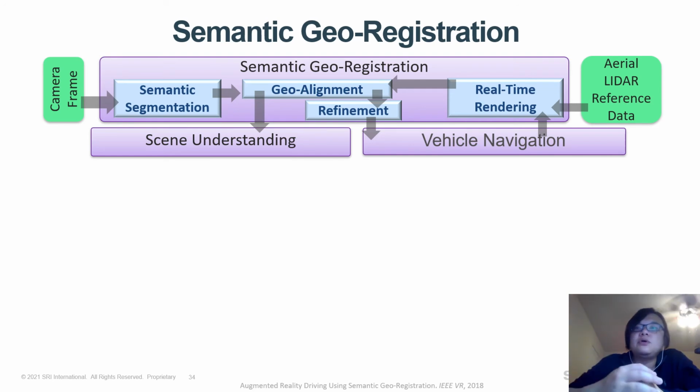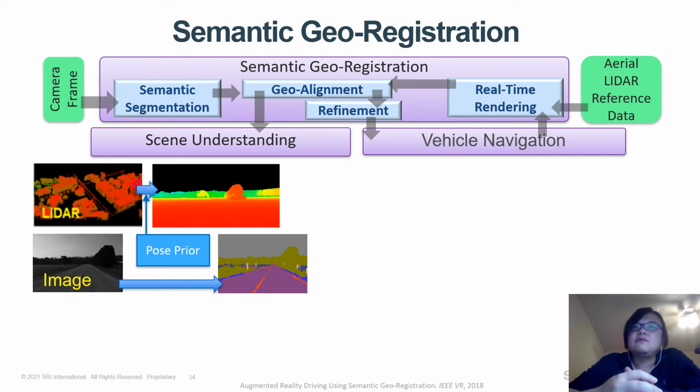We are going to show the semantic geo-registration work we did before in this area. For each ground image, we first compute the semantic segmentation of this input image. And then for the 3D reference data we have, we use the pose prior, which is from the coarse search results, to render the 2.5D depth maps.